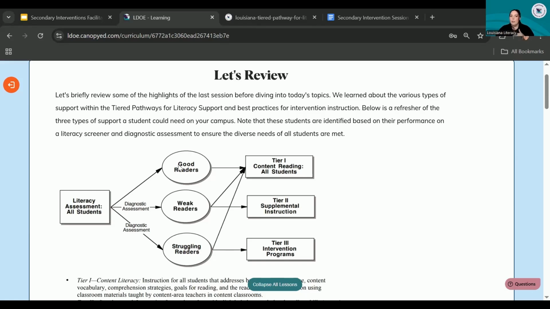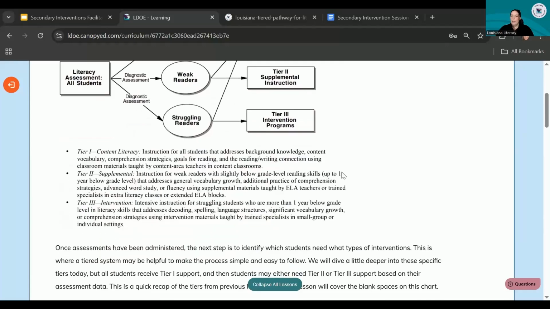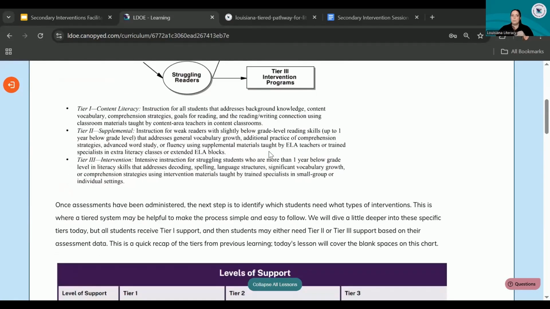And from there, they're categorized into your good readers, which are your grade level and above, your weak readers, and your struggling readers. Your weak readers are usually just a little bit behind and just need a little bit of support in accessing that grade level content, whereas your struggling readers have some significant word recognition and decoding challenges in their foundational skills. And we'll dive more into that a little bit later today. But just as a review, we defined these 3 types of support.